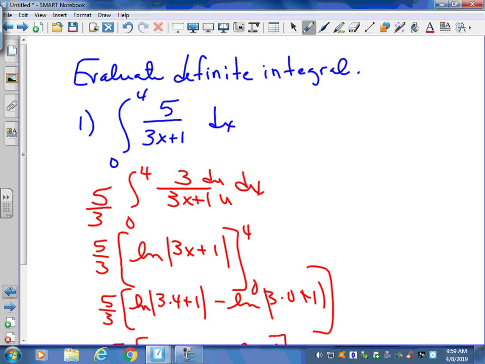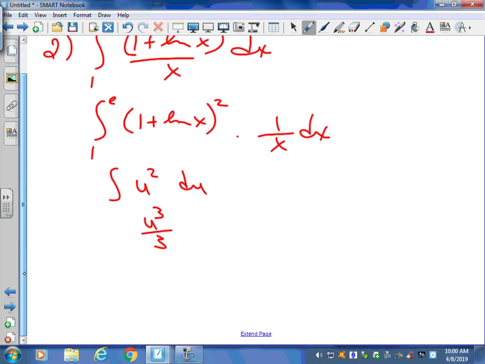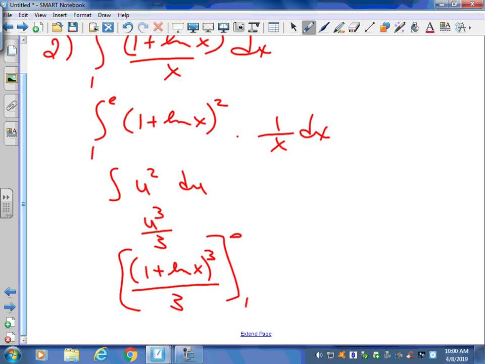So in this problem, I see ln, so I know the derivative of ln has to be somewhere in there, and that's what that x on the bottom's for. So now we're going to integrate u squared du. And notice I dropped those numbers for a few minutes because I can change them to u if I want to, or I can just do the integration and then put the numbers back on it. So this is going to become u cubed over 3. Everybody agree? So that's going to be 1 plus ln of x to the 3rd power over 3, and we're going to evaluate that from 1 to e.